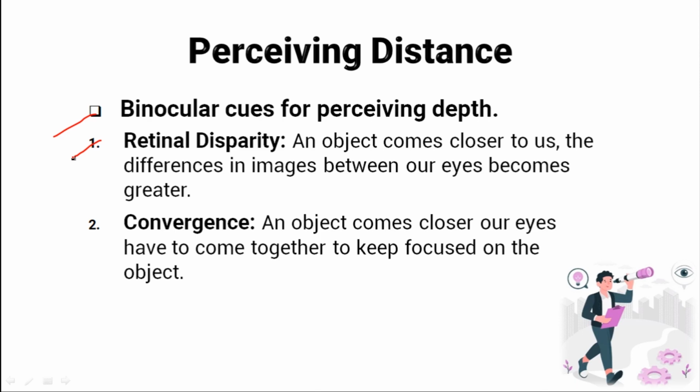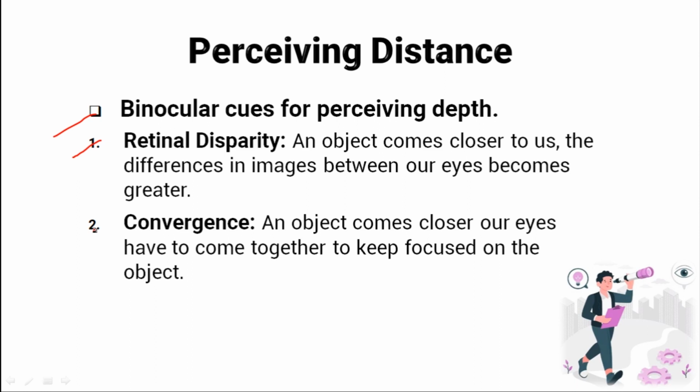So binocular cues like retinal disparity require both eyes working together to perceive depth and accurately interpret objects in our environment. By combining the information from both eyes, our brain can calculate distances and create a three-dimensional perception of the world around us.